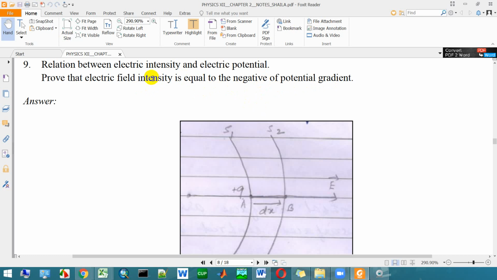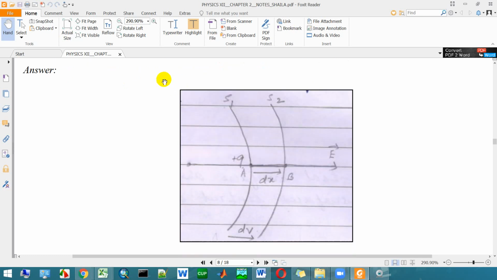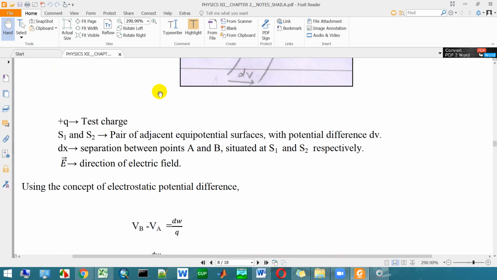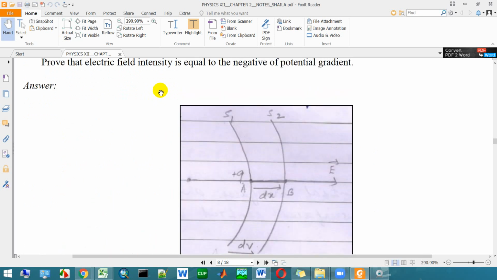Already in the first chapter we learned that the root formula for electric field is E equal to F by q naught. From there, what is the SI unit? Newton per coulomb. Here we are going to get one more unit for electric field intensity, and both are the same. This proof will take the help of the equipotential surfaces.